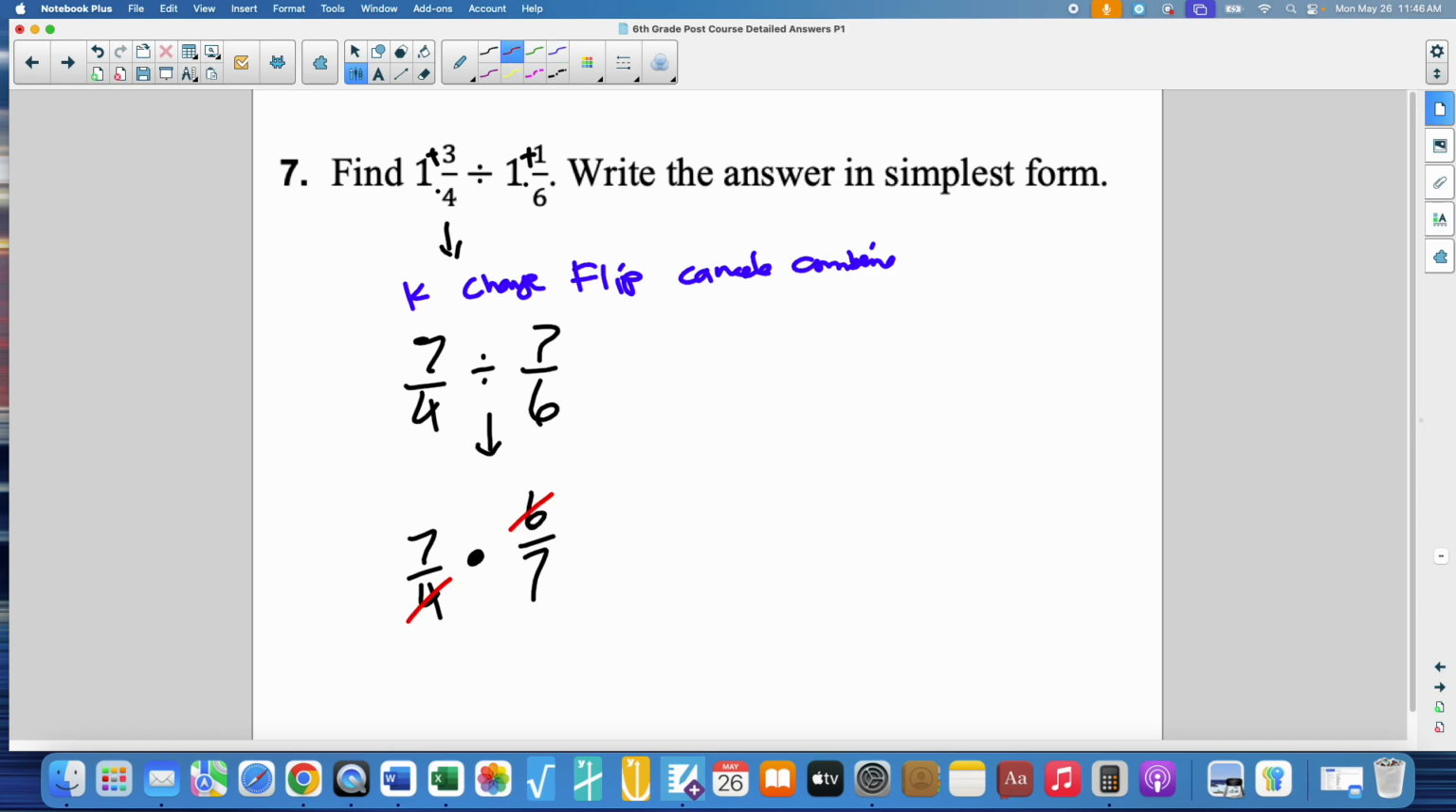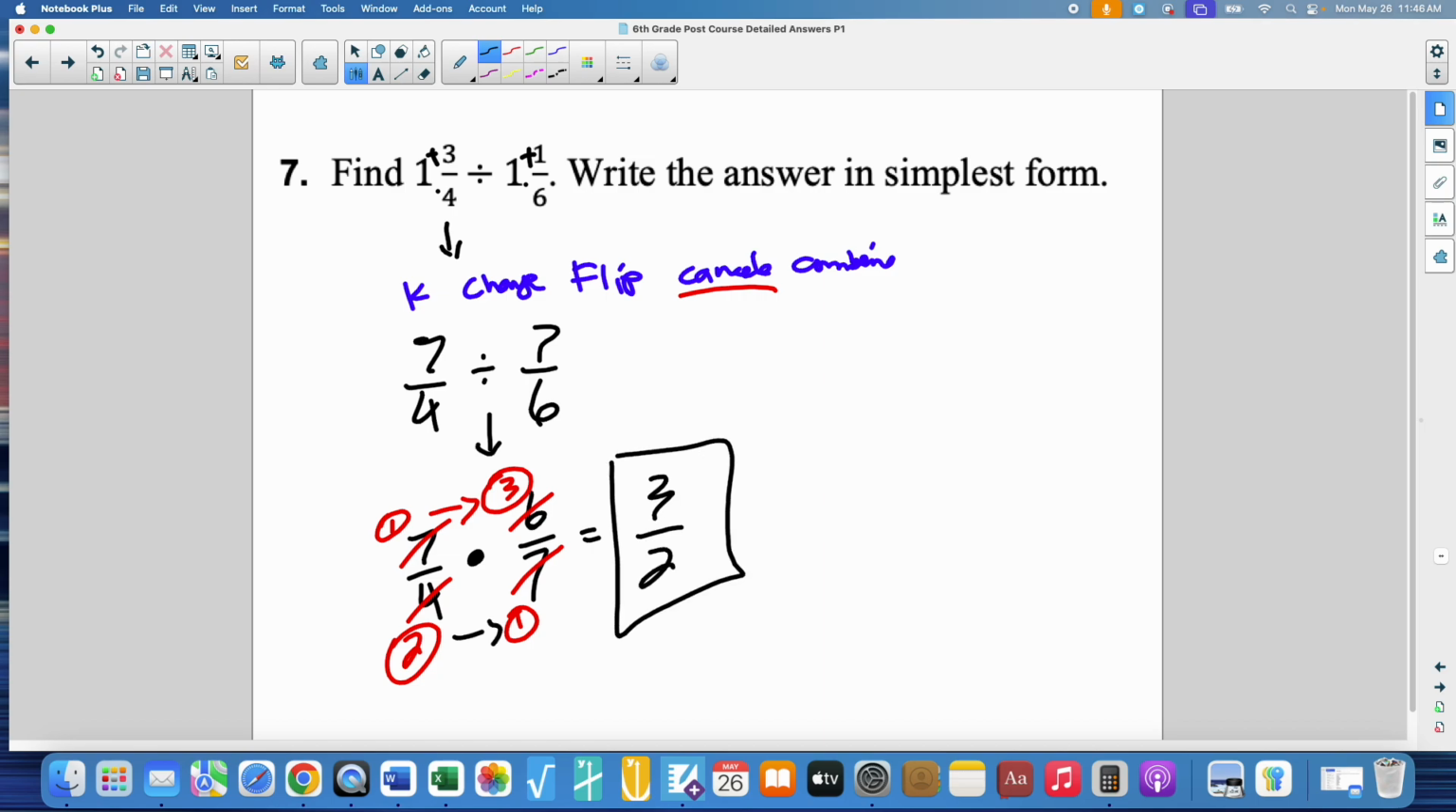2 goes into 4 and 6. So 2 goes into 4 2 times. 2 goes into 6 3 times. 7 and 7 have a common factor of 7. Goes in 1, 1. So we just cross-canceled, and now we're going to combine. Now we're going to do the multiplication. 1 times 3 is 3, 2 times 1 is 2, and that's my answer.